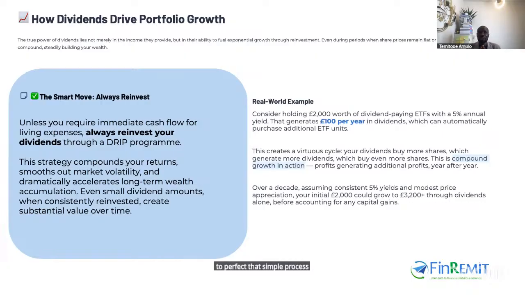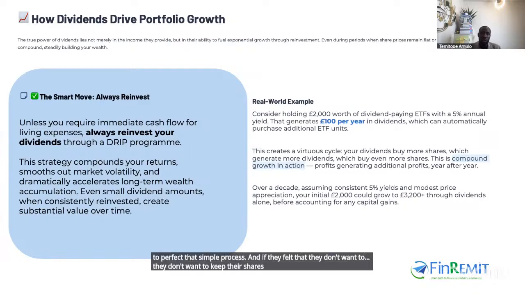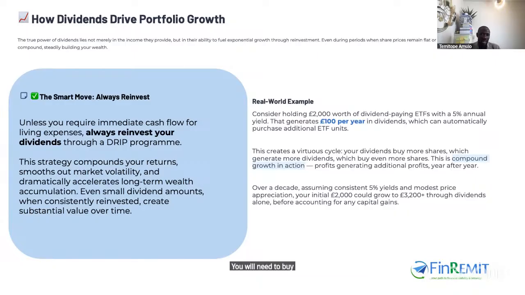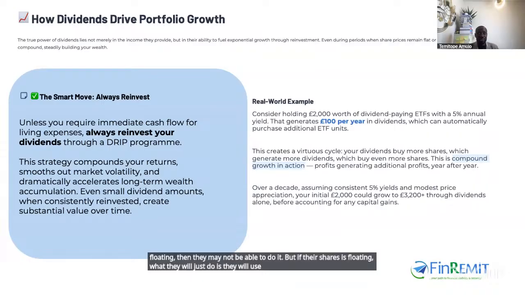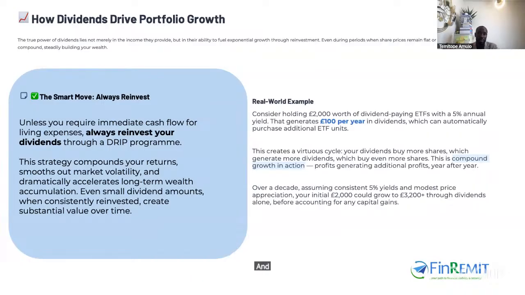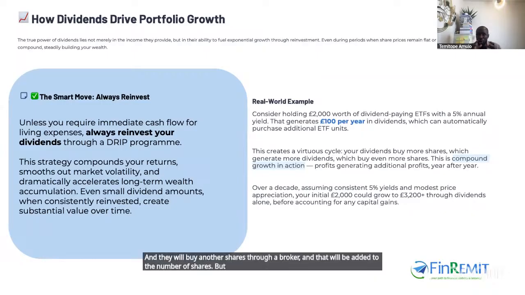And if they felt that they don't want to keep their shares on a floating one, because what that implies is that you will need to buy another share with that, and if their shares is not floating, then they may not be able to do it. But if their shares is floating, what they will just do is they will use your CSCS account and they will buy another shares through a broker, and that will be added to the number of shares. But that can only be possible if the shares is delimited.